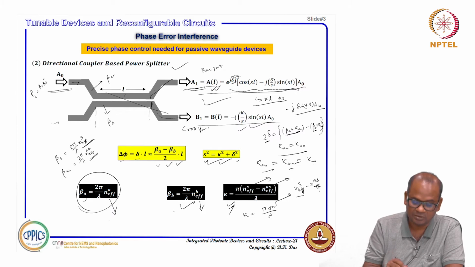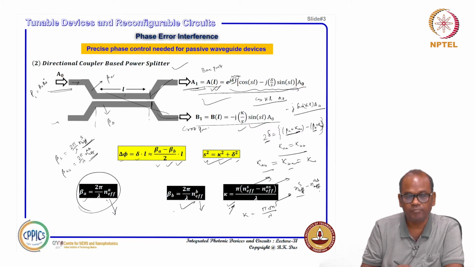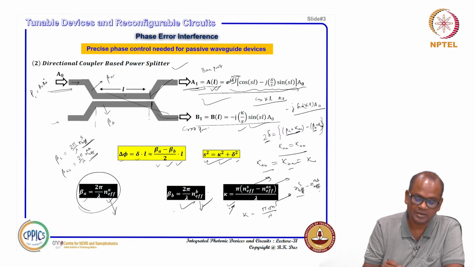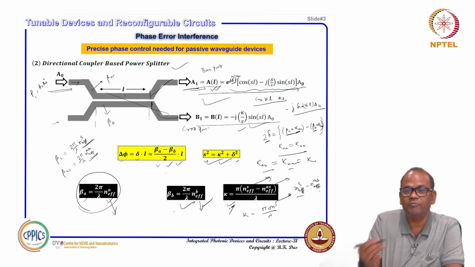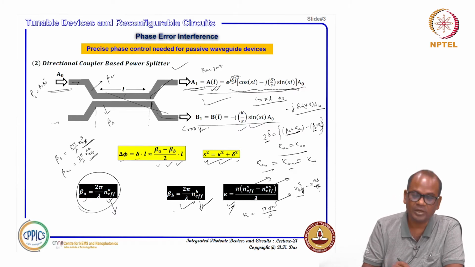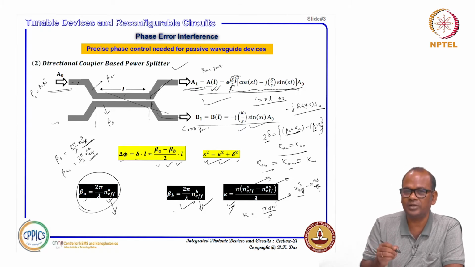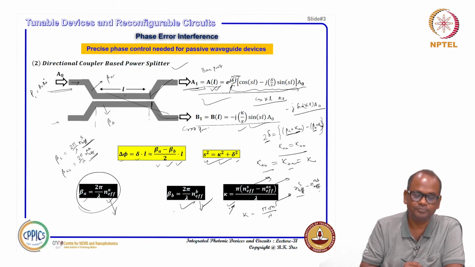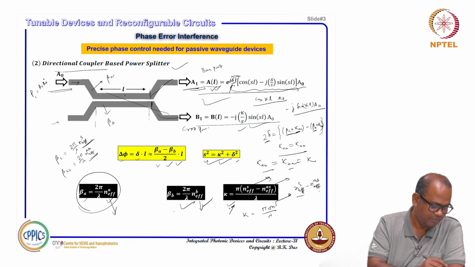If in any case delta has some non-zero value, out of the variation of n effective A or n effective B, then this variation can cause the output power to differ from what you desire. All these effective index changes and differences introduce a phase. That means this phase error, the actual phase, has to be precisely controlled. If you want a specific delta, that delta should be there. Because of fabrication error, it should not differ, so that you do not get something other than what you desire. So this precise control is again needed for directional coupler operation if you want to use it as a passive device.